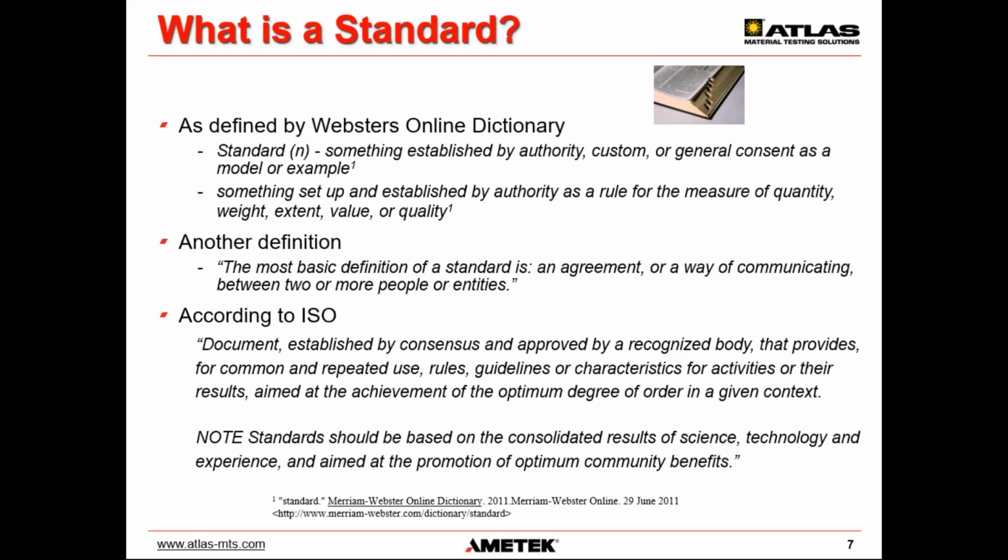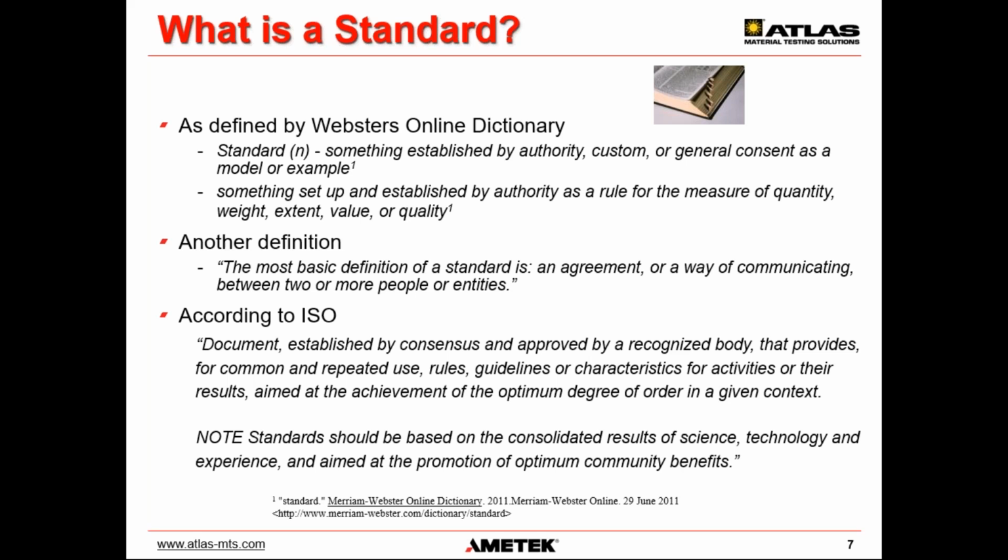ISO defines a standard as a document which is established by consensus, and it's approved by a recognized body that provides for common and repeated use. It provides rules, guidelines, or characteristics for activities or their results, and it's aimed at the achievement of the optimum degree of order in a given context. And it notes that it should be based on consolidated results in science, technology, and experience, and aimed at the promotion of optimum community benefits.